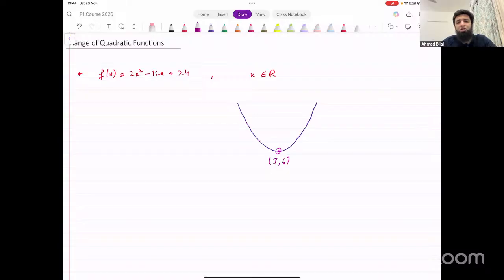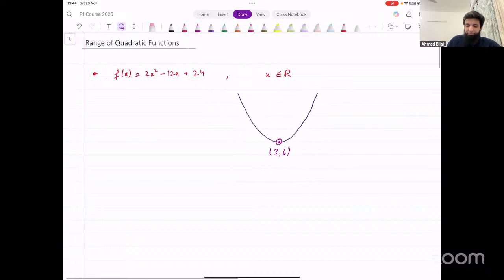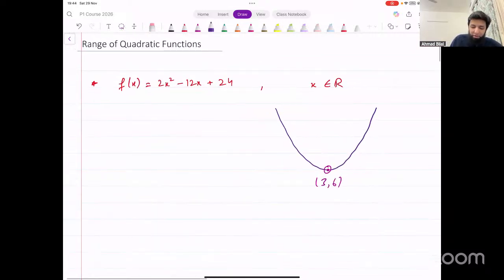Okay, you could show working in case it was required, minus b over 2a or differentiation. But in this case, you can just do this from your calculator directly. Now, if this is the turning point, let me write that down here. The minimum point of this function, what is that? That's 3 and 6.